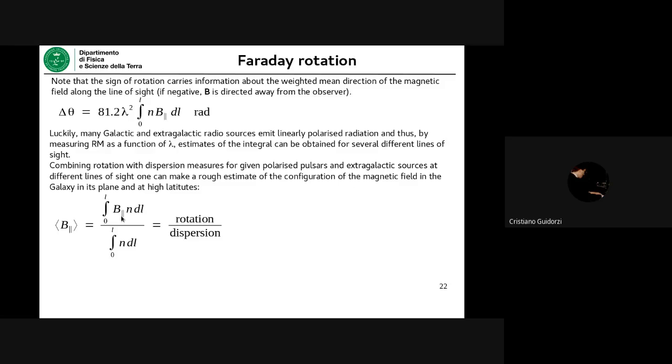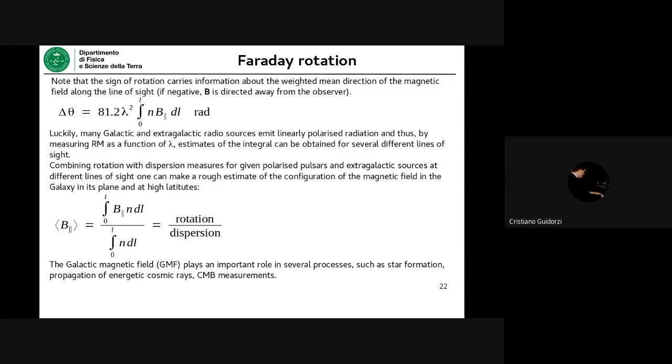But if you remember what we just defined, this is essentially, up to a numerical coefficient, the rotation measure in the numerator, while in the denominator is the dispersion measure. So by combining both measures from the very same source, you have a handle on estimating the parallel component. Of course, it's an average, where the average is weighted by the plasma density. In the region in which the plasma is more dense, there is a stronger impact on the rotation measure. So that's the meaning of weighted.